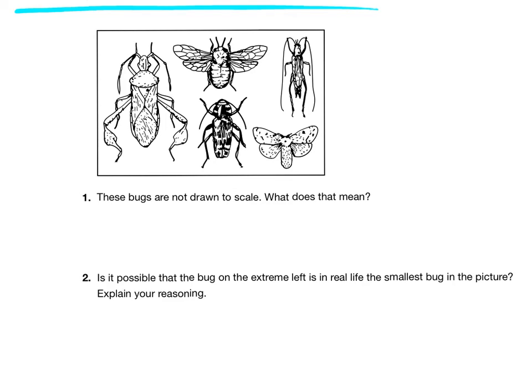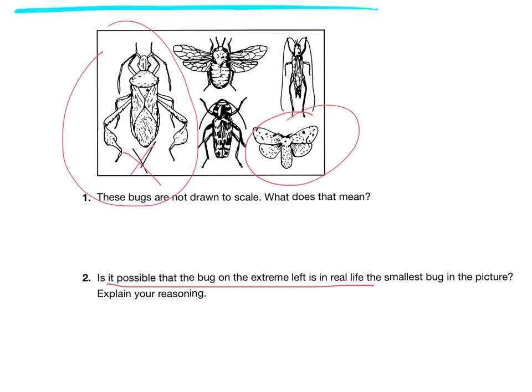For example, like this bug could be the smallest, and this bug could be the largest. Kind of like in your rear view mirror on the car, objects are not as large as they appear in the mirror, that kind of thing. So, is it possible that the bug on the extreme left in real life is the smallest? Well, yes, because they aren't drawn to proportion, so this monstrous thing really could be kind of small.